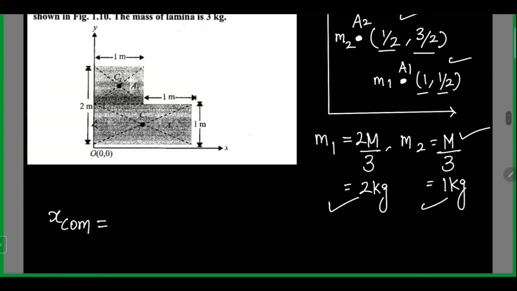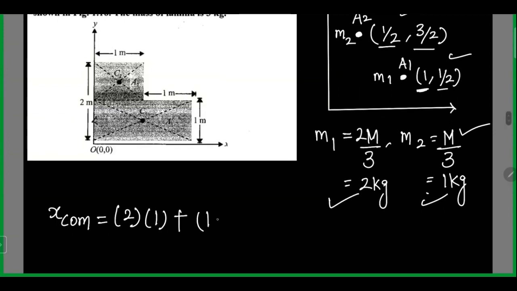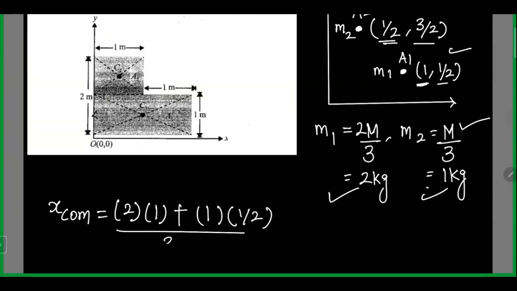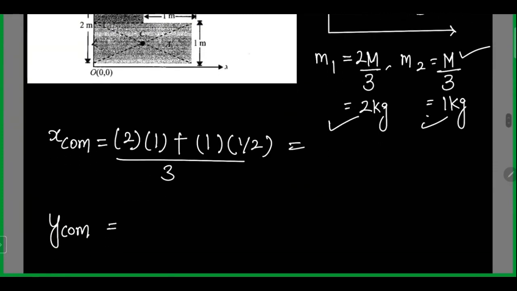So what will be xc1? Xc1 will be mass 1, which is 2 kg, into the x coordinate of mass 1, which is 1, plus the second mass 1 kg into the x coordinate of the second mass, which is half, divided by total mass, which is 3. So if you solve this, 2 plus half divided by 3, which is 5/6. I hope you understood this concept. There is no doubt in this, and it is a very simple question. You can actually find this very easily.